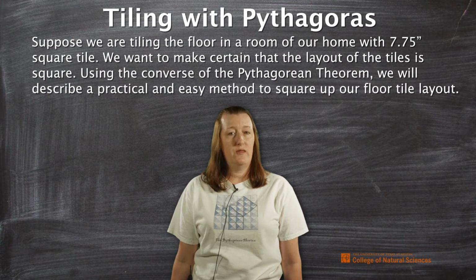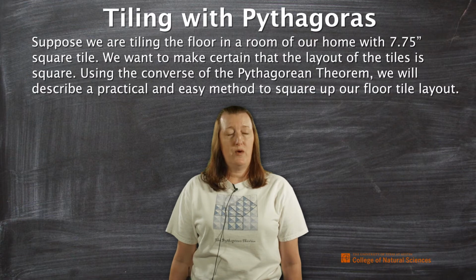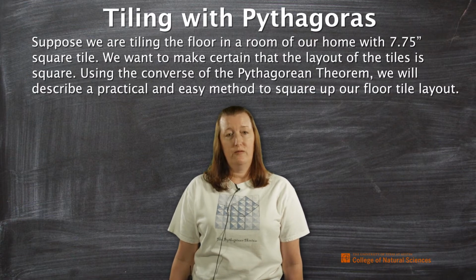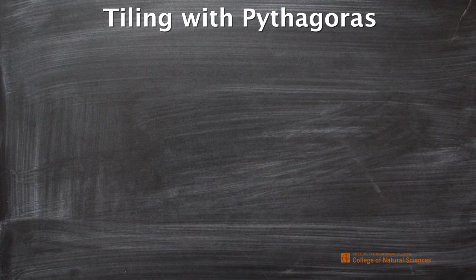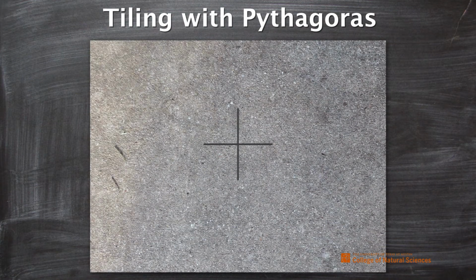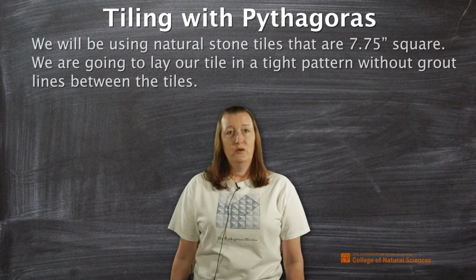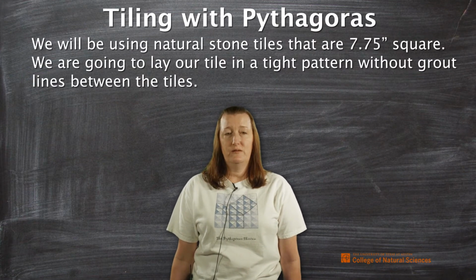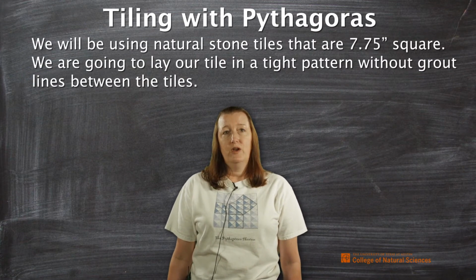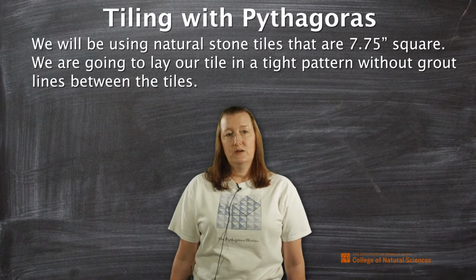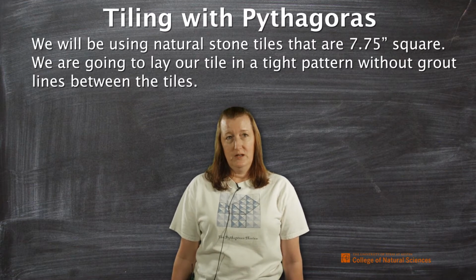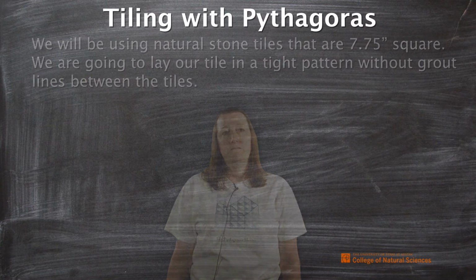Using the converse of the Pythagorean theorem, we're going to describe a practical and easy method to square up our floor tile layout. We'll assume we've measured and marked the center of our room using a carpenter's square. That is, we've drawn two perpendicular lines on our bare floor that intersect at the center of the room. So we're using natural stone tiles that are 7 3/4 square, and we're going to assume we're laying out our tiles in a tight pattern without grout lines between them to simplify the problem.